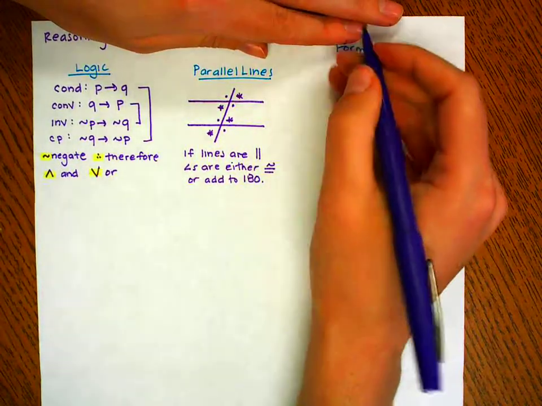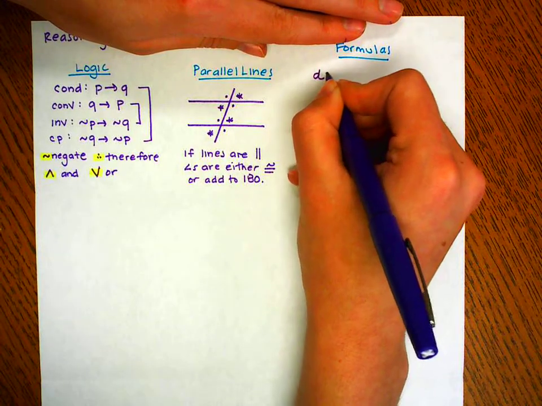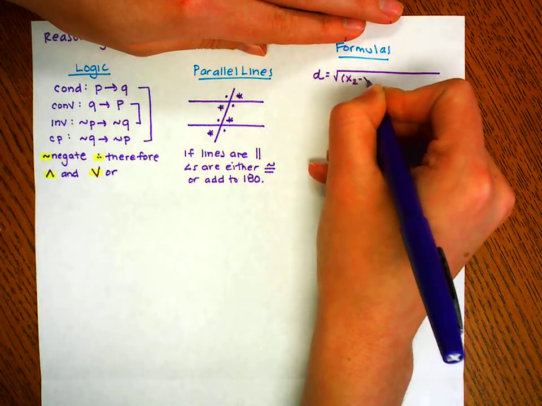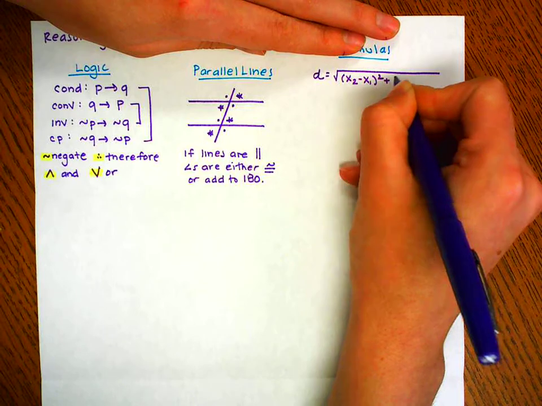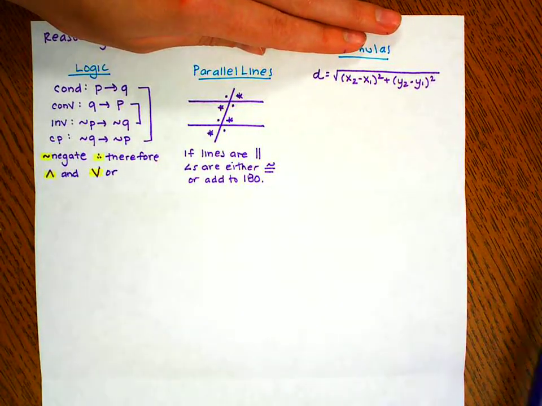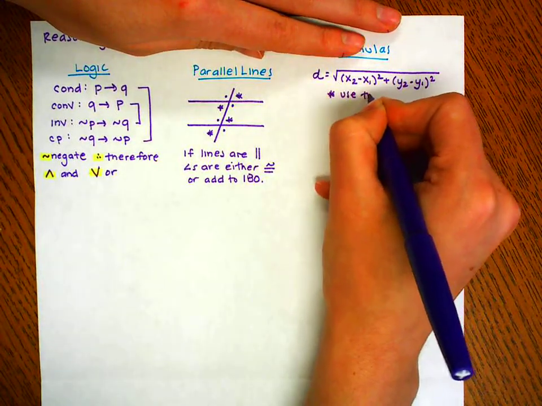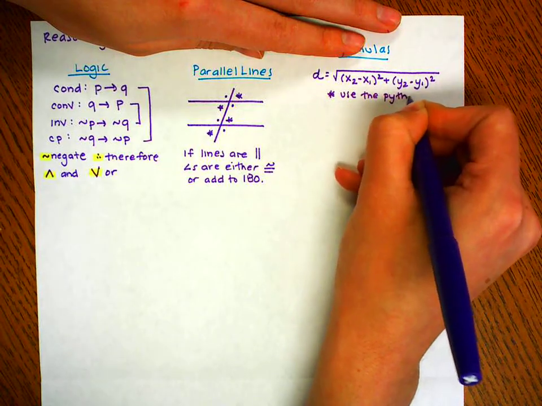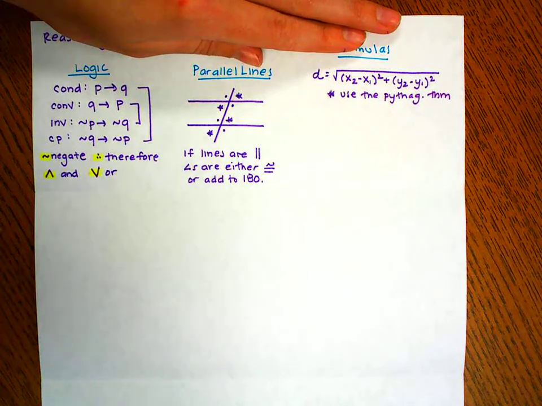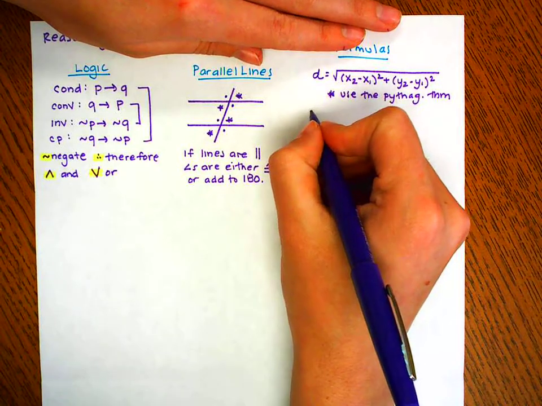Okay? Here are our formulas. The first big one that we see is the distance formula, which is a change in the x's squared plus a change in the y's squared. Now remember, we talked about this in class, but a lot of times we can just use the Pythagorean Theorem instead. Especially if you have graph paper, just draw the line, make it into a right triangle, and use the Pythagorean Theorem.